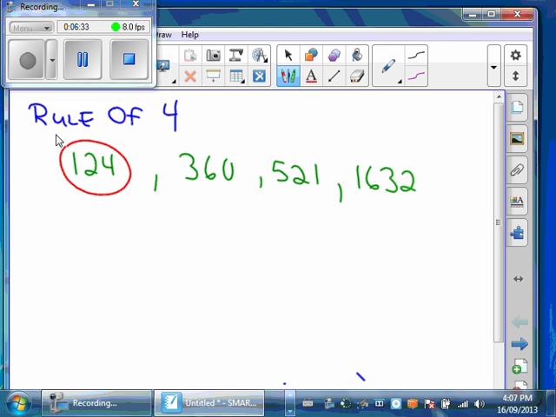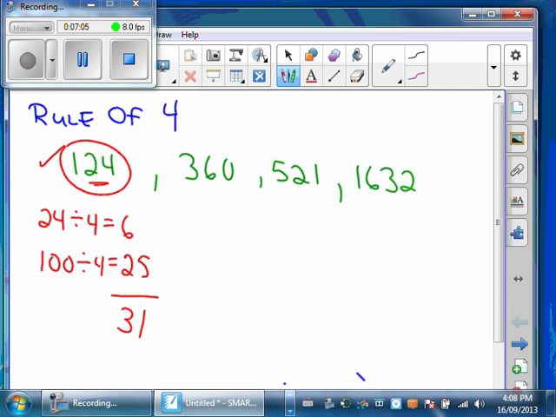Well, all we have to do in this case is to simply look at the last 2 digits. We can see that the last 2 digits are 24. And since we know that 24 divided by 4 equals 6, and that divides evenly, we know that 124 will divide evenly. In fact, we know that 100 divides by 4 25 times, so we can simply say that 6 plus 25, it will divide evenly 31 times.